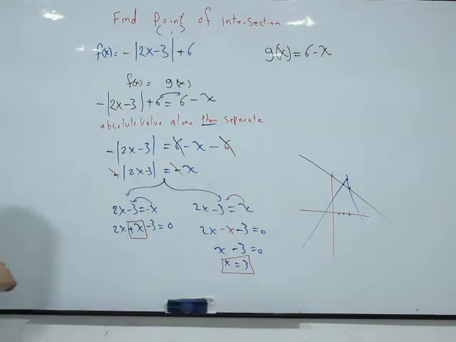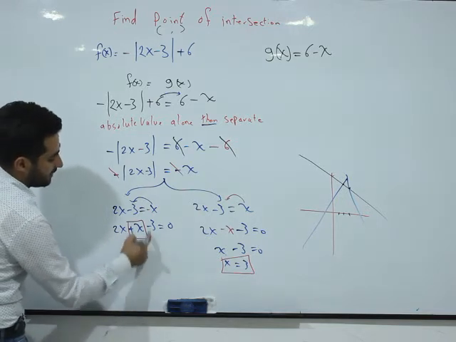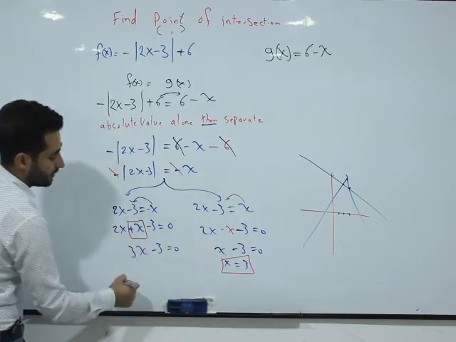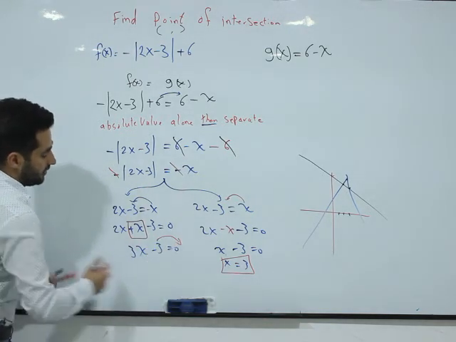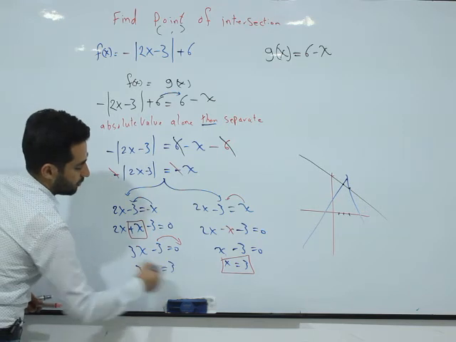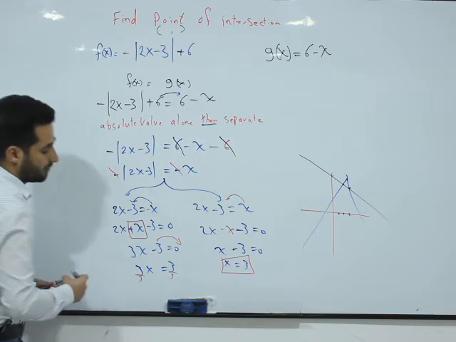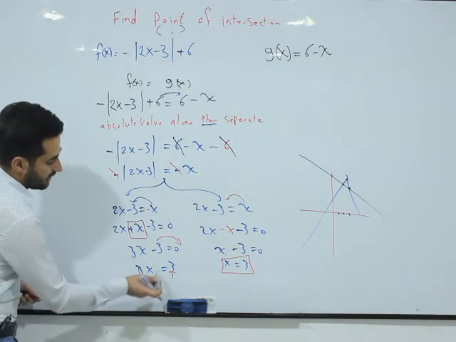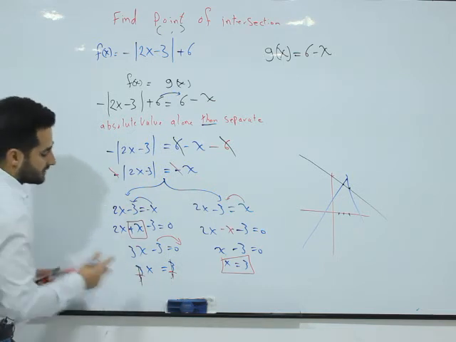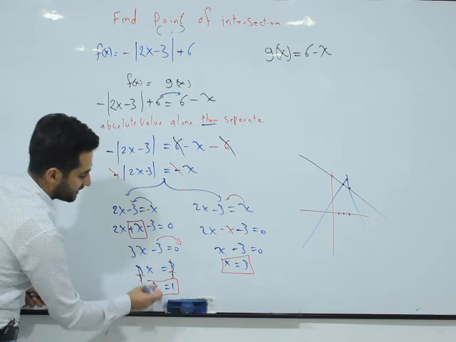The other value, let's find. 2x plus x, it becomes 3x. Minus 3 is equal to 0. And then 3 goes to the other side. 3x is equal to 3. Divide by 3 to remove this 3. We divided by 3, so cancel, cancel. We can say x is equal to 1. We found another value for x.